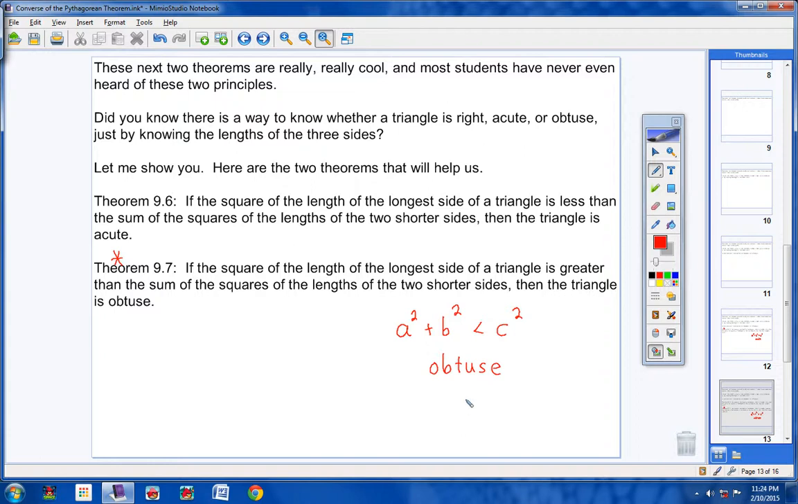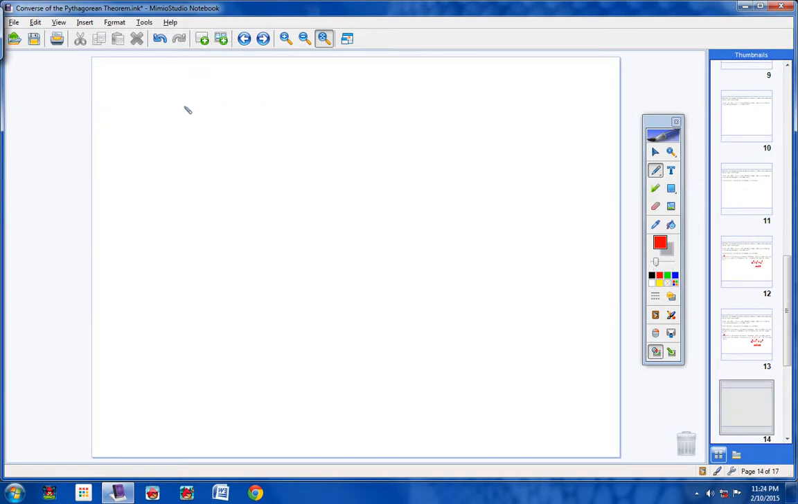You know what I think, guys? I think we need to see this all together on one big page, okay? So here it is. You can copy this down or just watch. It's up to you. If you have a squared plus b squared equals c squared, then you know you have a right triangle.